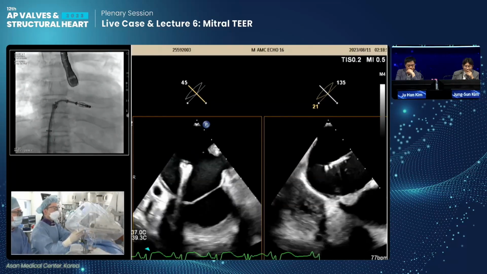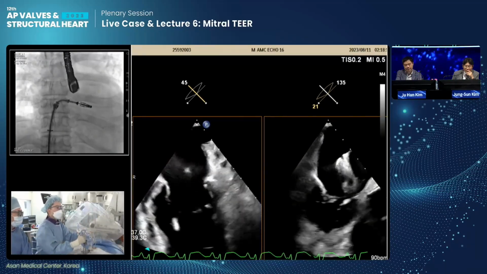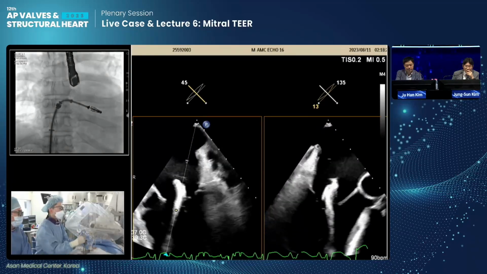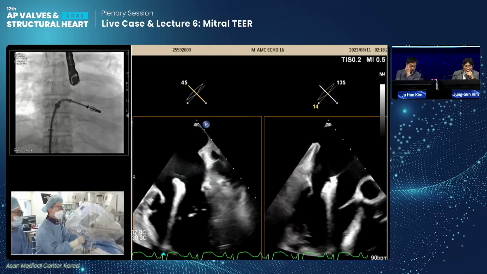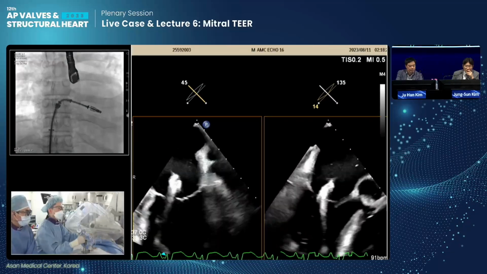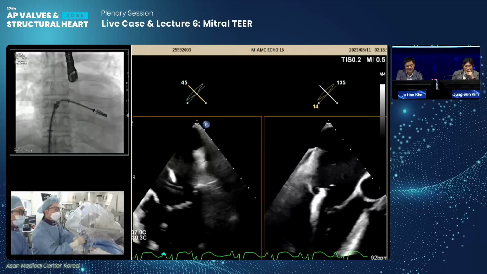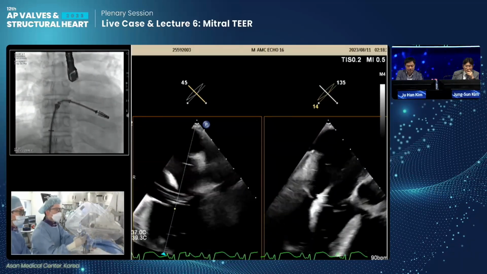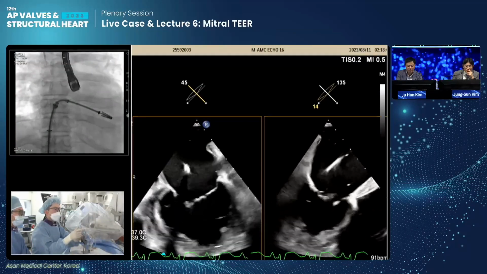Let me check the trajectory again before coming into the LA, LV. The image is clear when I go deep into the stroma. Yeah, I do like this trajectory. Okay, then I will move in. Is the position okay? Yeah, it looks good. Now it's good. Okay, please show me the leaflet.